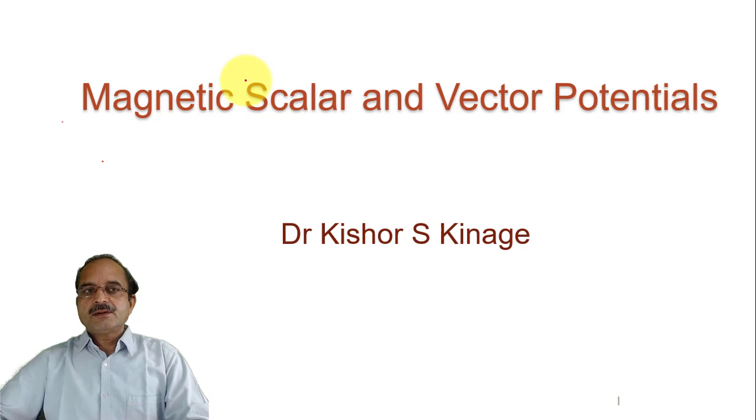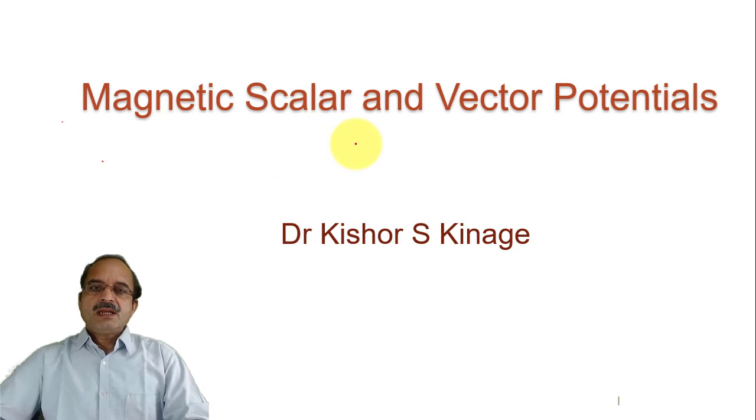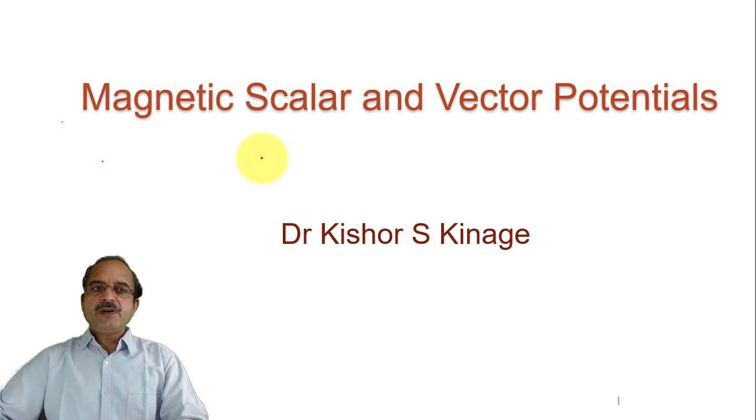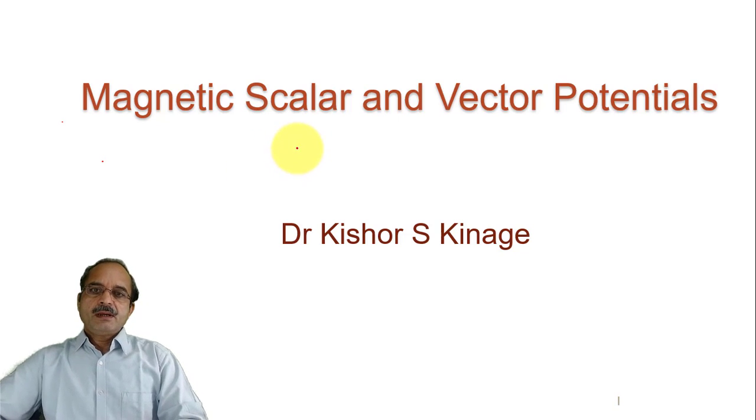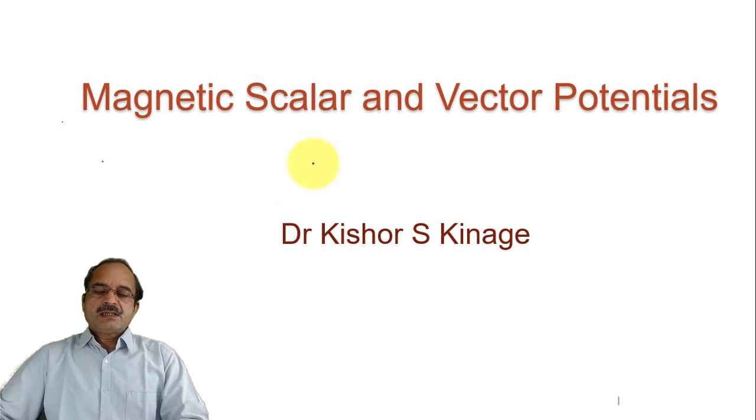In case of electrostatics, we have defined the electric scalar potential as the potential energy per unit charge. In the same manner, we can define the magnetic potentials as potential energy per unit current. So here in this video, we'll discuss two types of magnetic potentials: magnetic scalar potential and magnetic vector potential. We'll discuss here the related equations and the significance of these potentials.